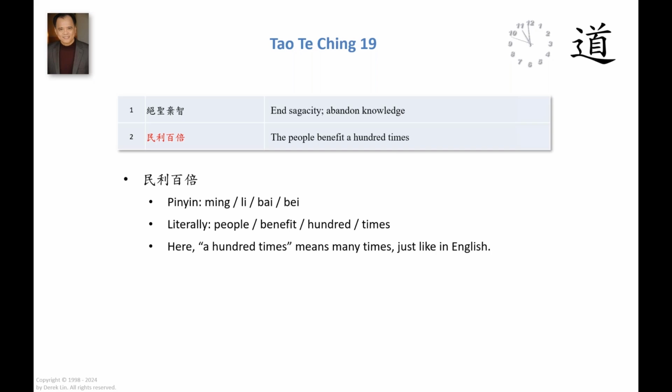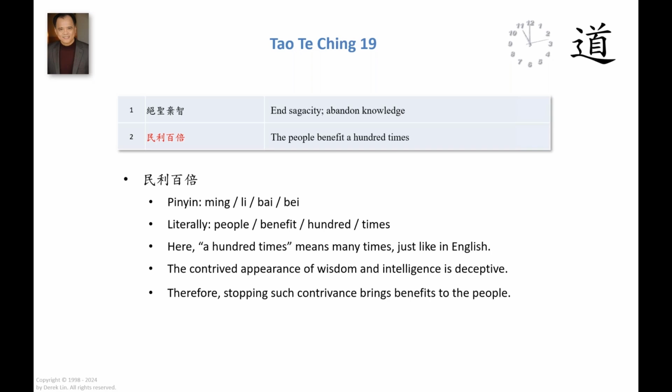Back to Lao Tzu. So the contrived appearance of wisdom and intelligence is deceptive. It's tricking people into thinking that there's wisdom and knowledge when there is not. Therefore, stopping such contrivance is what brings benefits to everyone. Ending the false image of sagacious wisdom and knowledge is the first layer of meaning, as I mentioned.